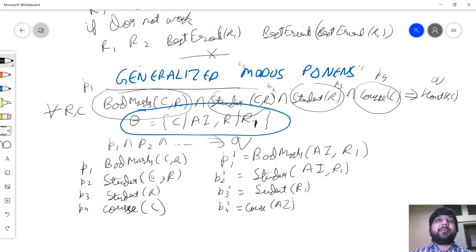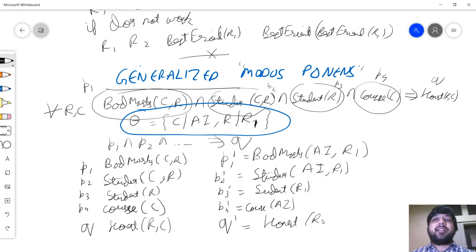Remember, the substitution will remain the same. You cannot substitute it with AI at one place and robotics at the other. Now, these were the antecedent. The consequent is honest C, R. And I'll apply the same substitution over here. Q dash will become honest R1, comma AI. Oops, let's do it C, R. So this also becomes C and R.